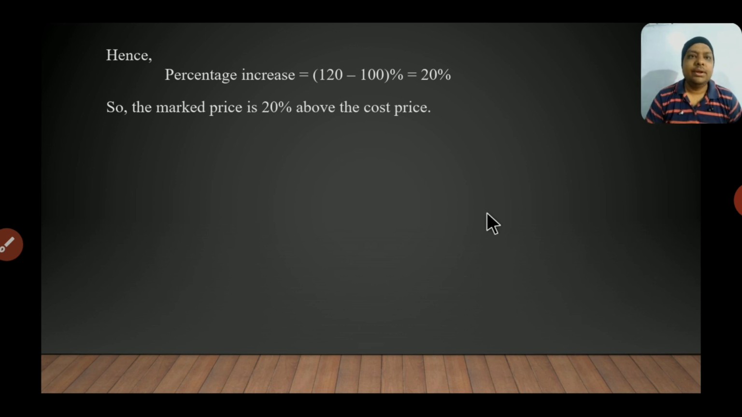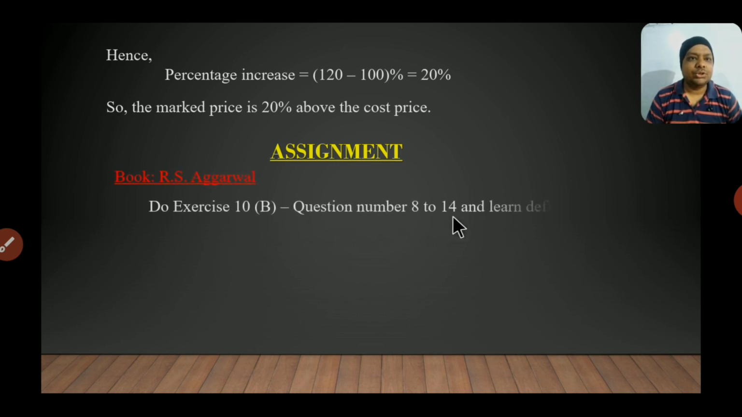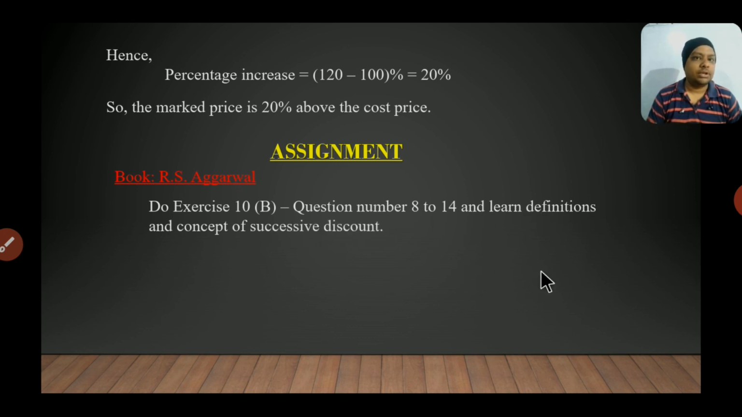Okay, students. Now, you have to do some assignment work at your home. So in the RS Aggarwal book, you have to solve exercise 10B, questions number 8 to 14, and you have to learn the definitions and concept of successive discount. Okay, dear? So, thank you.